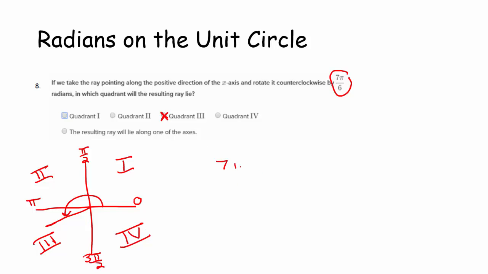You could convert this to degrees if that makes you more comfortable. So we could multiply this by 180 over pi. Reduce, cancel the pi's. 180 over 6 is 30, and 30 times 7 is 210. So that's just 30 degrees more than 180. So it's definitely in quadrant 3.